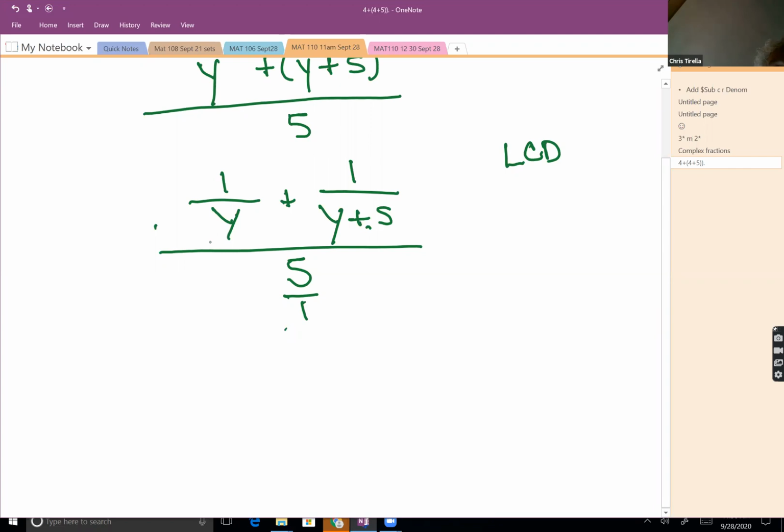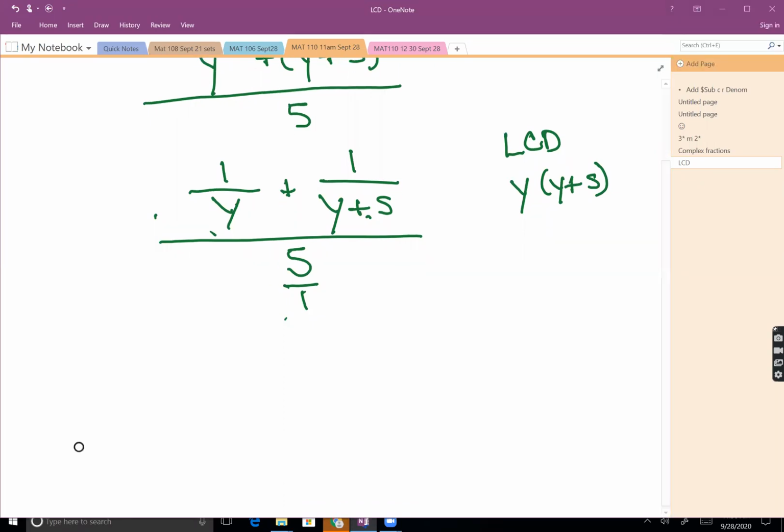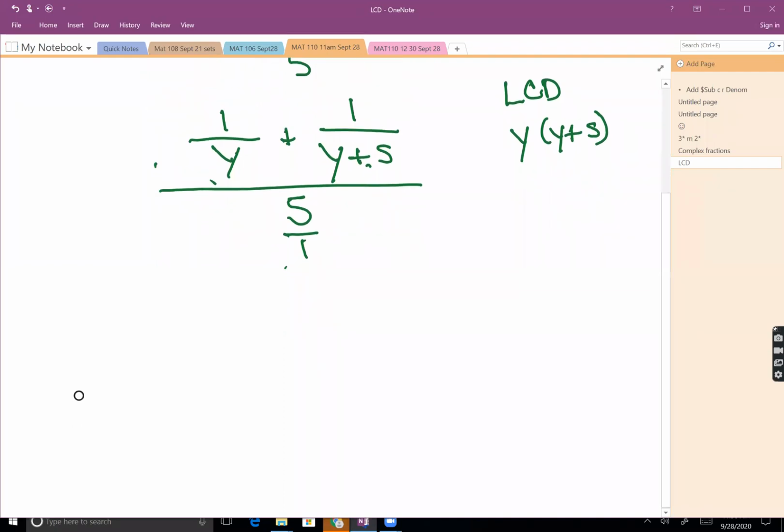Does that first denominator y factor? I don't think so. So y. Does that second denominator, y plus 5, factor? No. So I need a factor of y plus 5. And so my common denominator here will be the product of the two denominators, y times y plus 5. So in order to find the LCD, if they don't factor, they're a factor in and of themselves, right? Yeah.